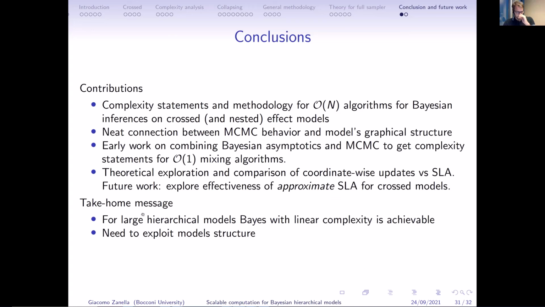The take-home message here is that for large scale hierarchical models, it's possible to do Bayes with linear complexity, and to do that, you need to exploit model structure. In that sense, there is more algorithmic design; it is not fully black box, but I think that's needed to get genuine scalability.